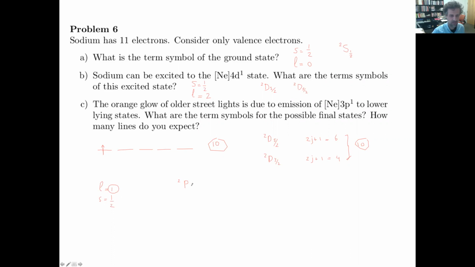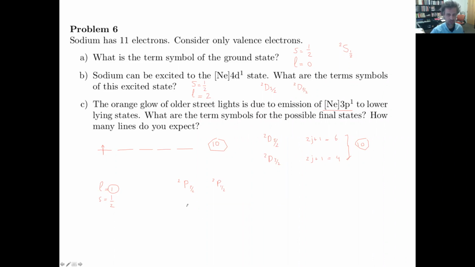So I have 3/2. It's the first possibility. And the second possibility is 1/2. So J is either 3/2 or 1/2. So these are the 2 states in which the electron can sit when it sits in this particular configuration, 3p1. It falls back to a lower lying state. The only state it can fall back to is actually the S state, where we started from.